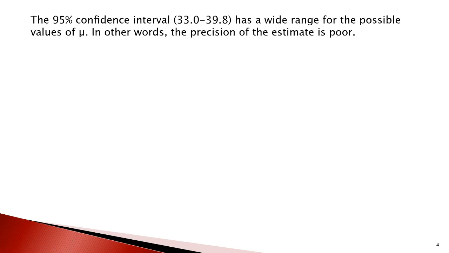There is one important observation that you can make from the confidence interval we have obtained. As you can see, this interval has a wide range of possible values of mu, from 33 to 39.8. It has a wide range. When we get a wide range for a confidence interval, its precision is poor.